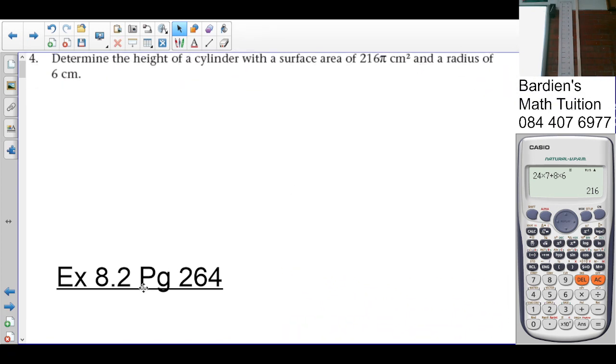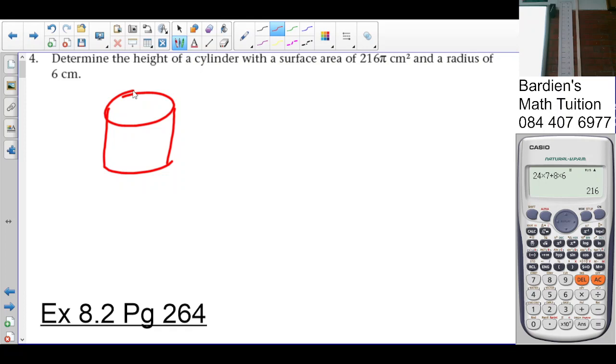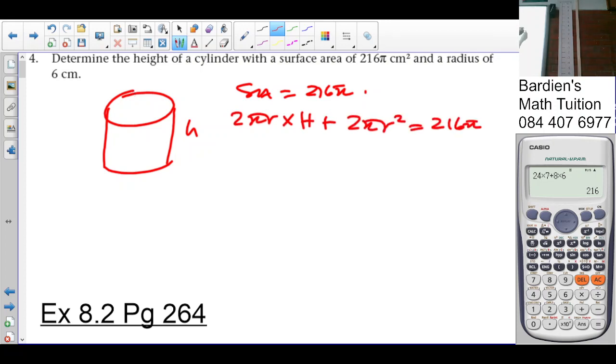Determine the height of a cylinder. So again, you see if the shape is not given, it's easier to draw it and make sense of what you have here. So we have a cylinder. The height is what you must calculate. The surface area is equal to 216 pi. So to calculate the surface area of the cylinder is going to be the perimeter of base, which is 2 pi r, times height, plus 2 area of base, which is 2 pi r squared. It's equal to 216 pi.